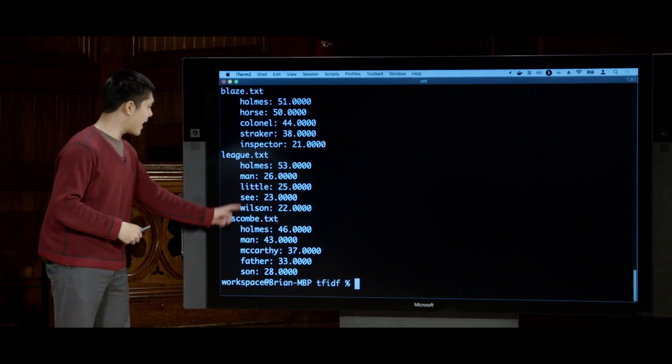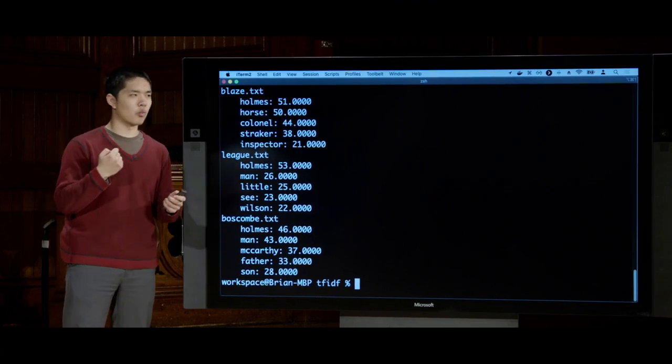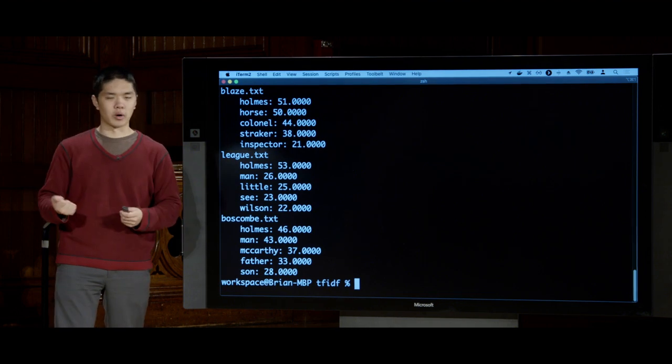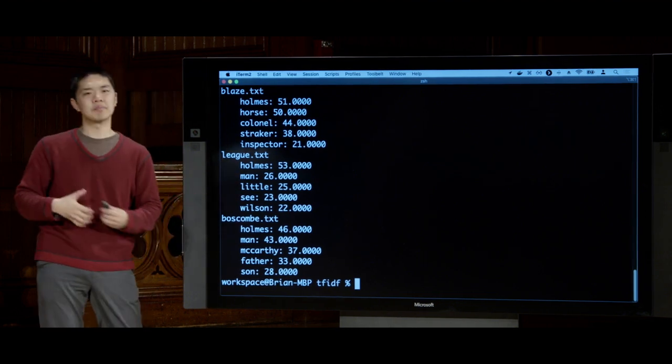But Holmes and man, these are probably not what I mean when I say what are the important words. Even though Holmes does show up the most often, it's not giving me a whole lot of information here about what each of the different Sherlock Holmes stories are actually about. And the reason why is because Sherlock Holmes shows up in all the stories. And so it's not meaningful for me to say that this story is about Sherlock Holmes if I want to try and figure out the different topics across the corpus of documents. What I really want to know is, what words show up in this document that show up less frequently in the other documents, for example.